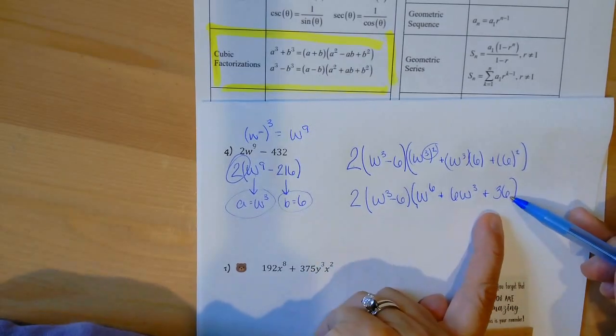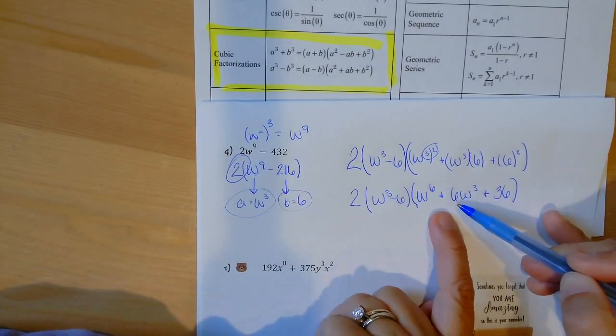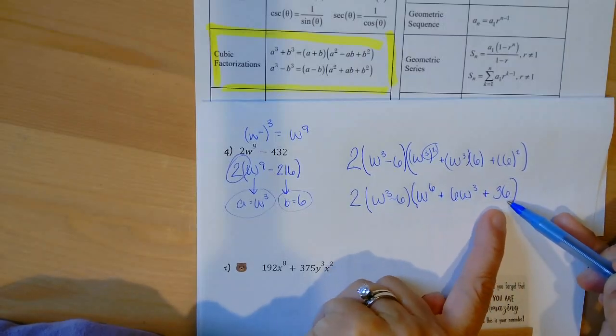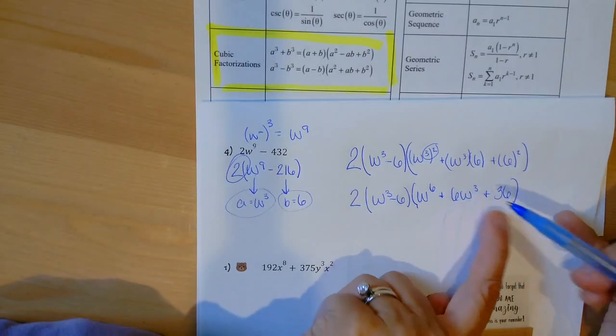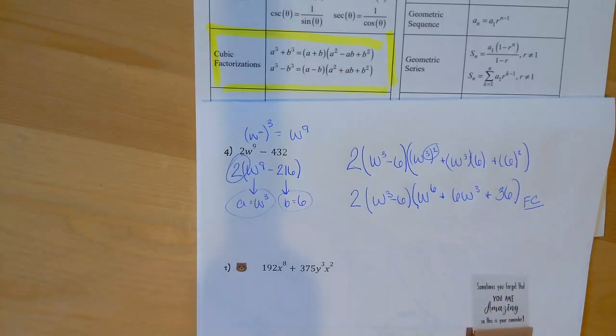And again, my options for 6 are 6 and 6. Those won't add to a 6. 1 and 36 won't make a 6. 2 and 18 won't make a 6. 9 and 4 won't make a 6. So I think I am factored completely.